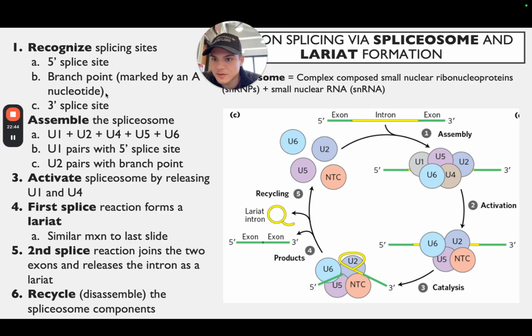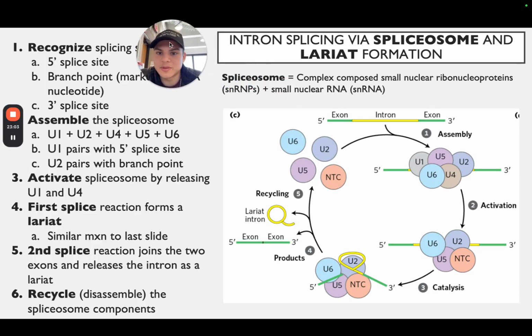So the first thing is that we need to assemble the spliceosomes. So it's U1, U2, U4, 5, 6. You can just think of this as 1 through 6, but omit the 3. U1 pairs with the 5' site, and then U2 pairs with the branching point. And we'll talk about the branching point a little bit.